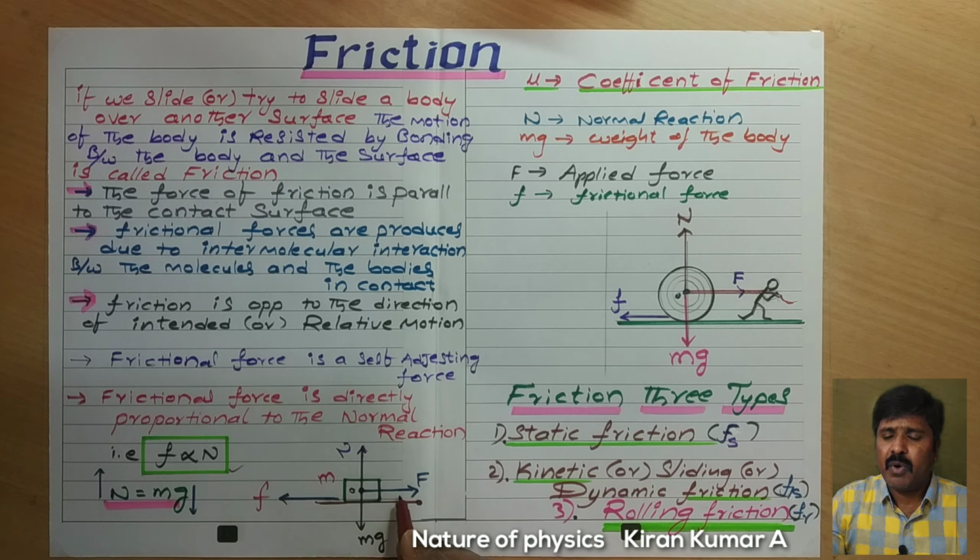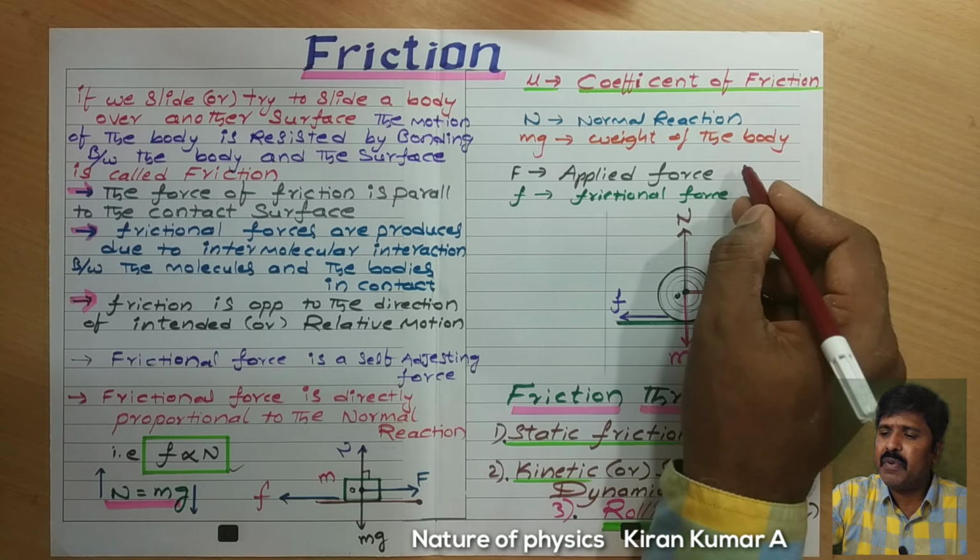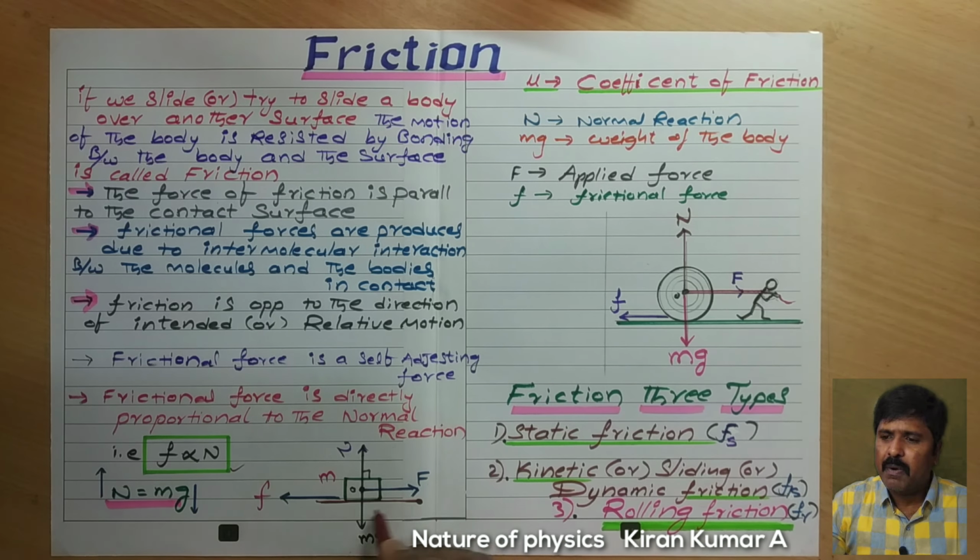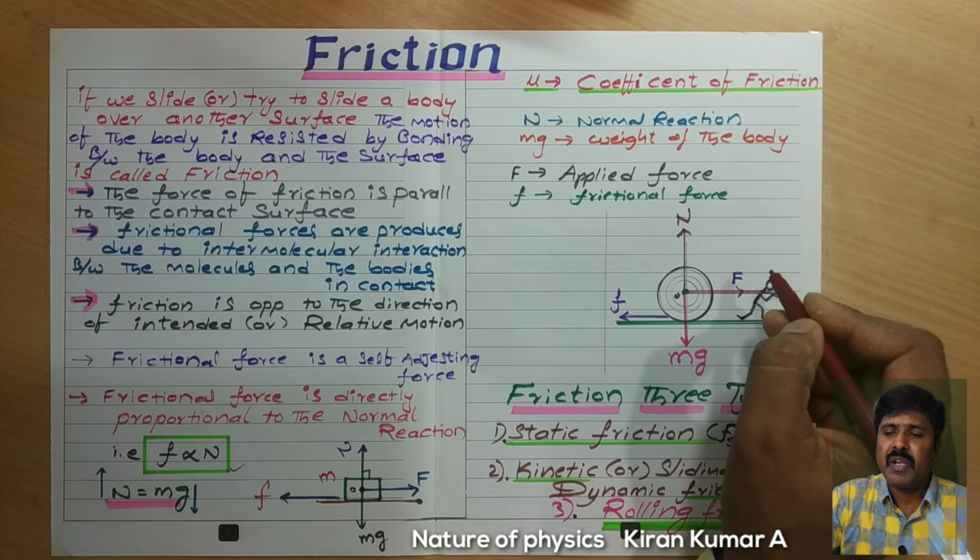See, this is a body or a block of mass m, with its weight acting in the downward direction and the normal reaction acting perpendicular to the surface, student. Applied force and frictional force are in opposite directions, student. N is taken as the normal reaction, clearly written. mg is the weight of the body, F is the applied force, and small f is the frictional force.